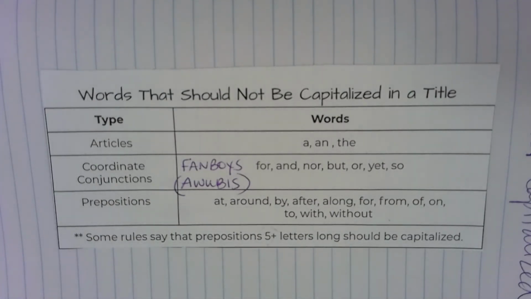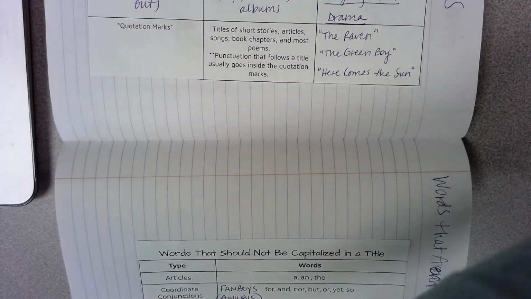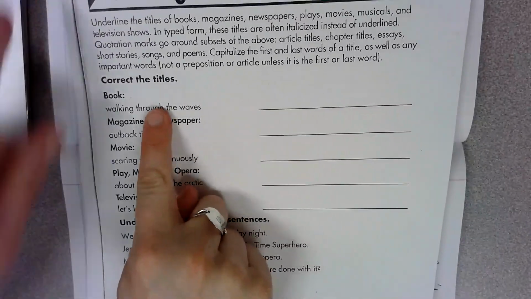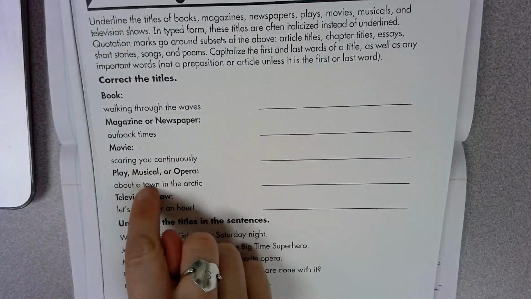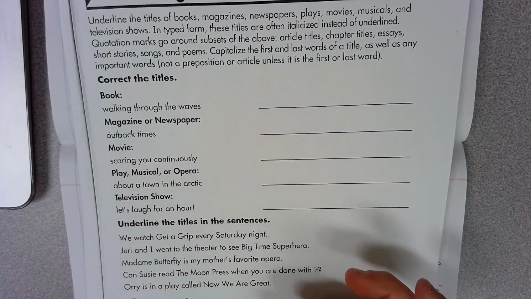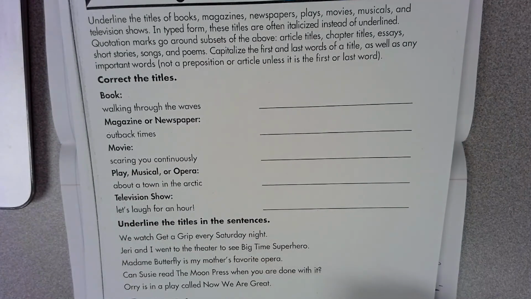Okay? All right, so you have an assignment. Your assignment today is this reading and viewing sheet. And what you're going to do is you're going to rewrite the titles that are listed on the left-hand side, on the lines on the right. Make sure that you're either underlining them or putting them in quotations. And you're also capitalizing the words that need to be capitalized.